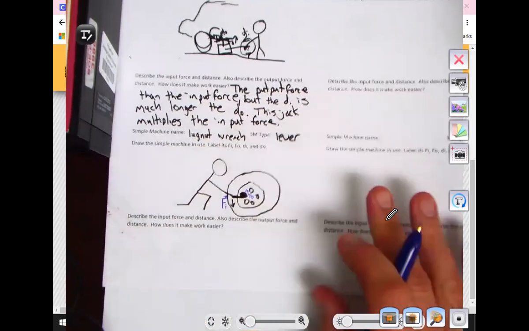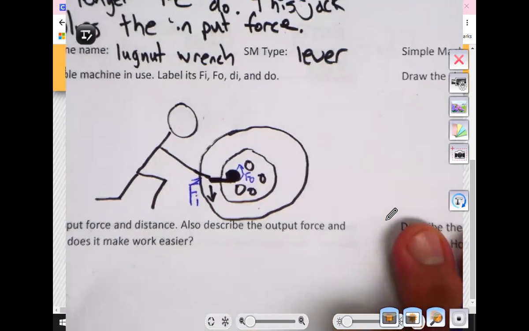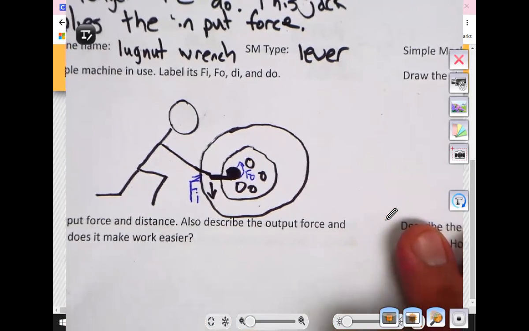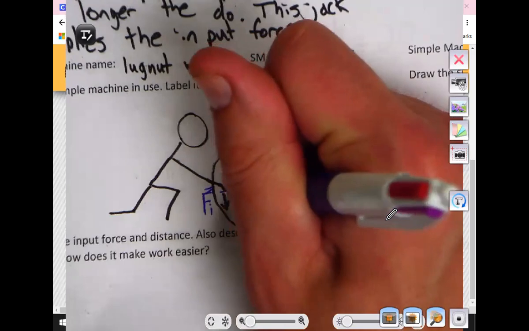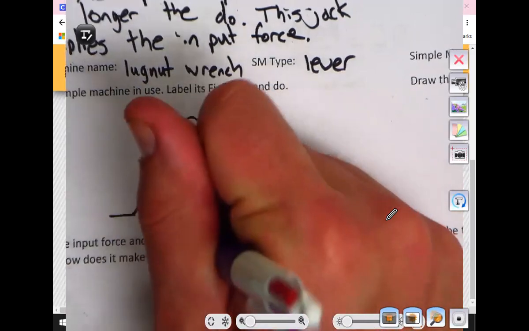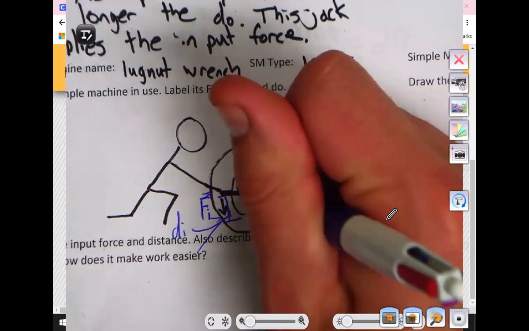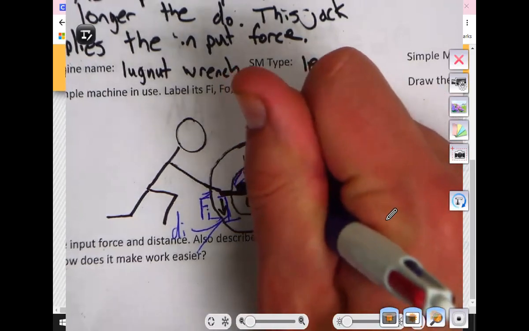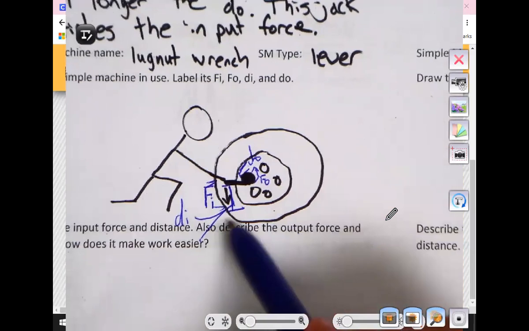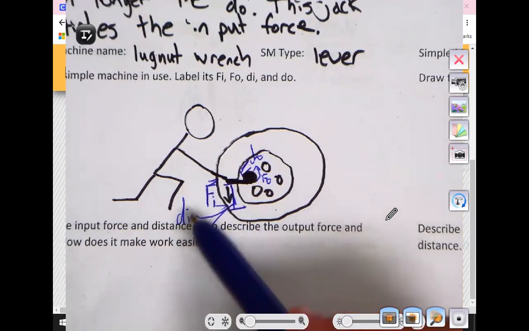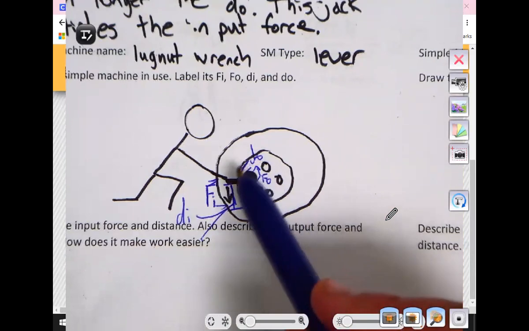I'm going to zoom it in so you can see it even better. So on the lug nut. Where does he do the distance that he applies his force? He pushes down or pulls up, whichever. I'm going to say he pushes down from here to here, that far. That's going to be the distance input. And when he does that, it's only going to turn the lug nut a small amount. That's the DO. So he's going to do a bigger distance with his force, and it's going to do a bigger force but a smaller distance.